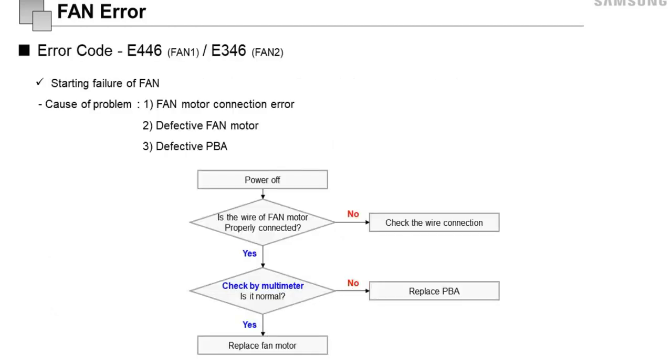Next is about fan errors. If the fan does not operate properly, error codes named E446 or E346 occur. What's the cause for those errors? It may occur due to connection problem of fan motor or defective fan motor or PBA. So, what should we do to solve this problem? Let's find out how to solve this kind of problem together.